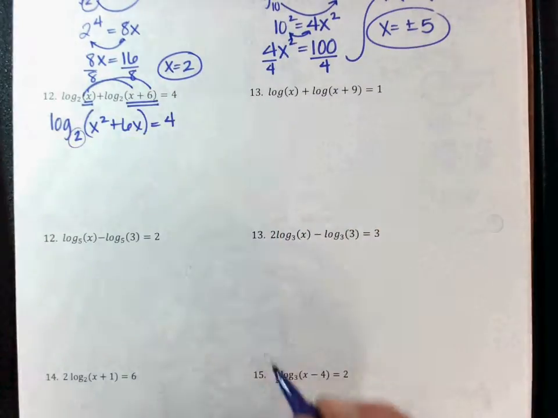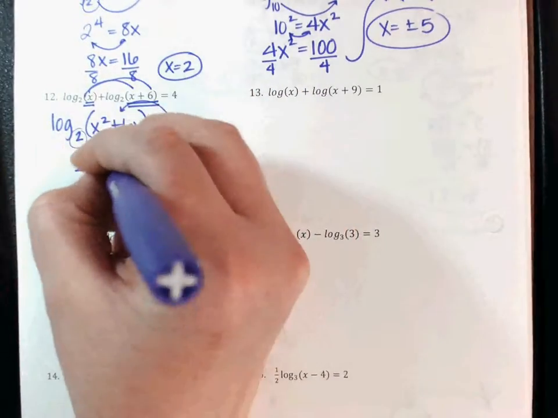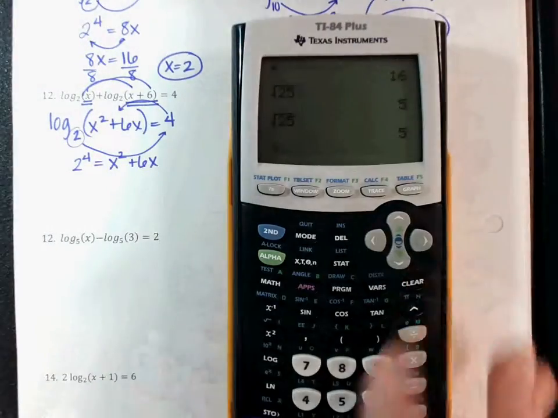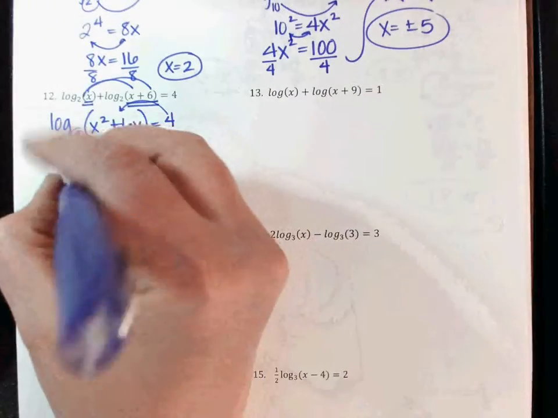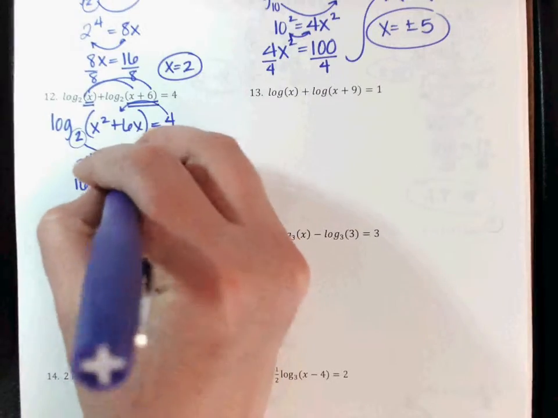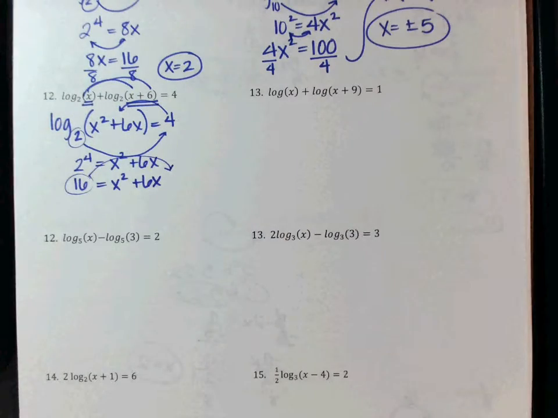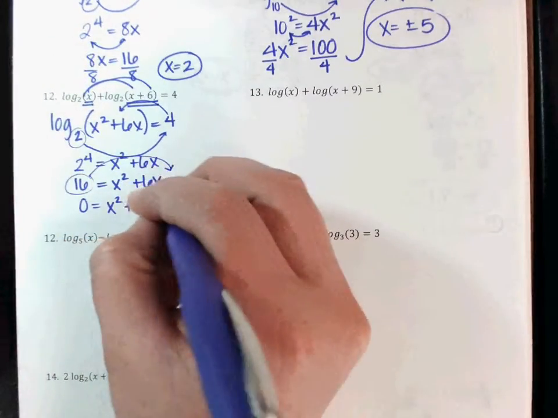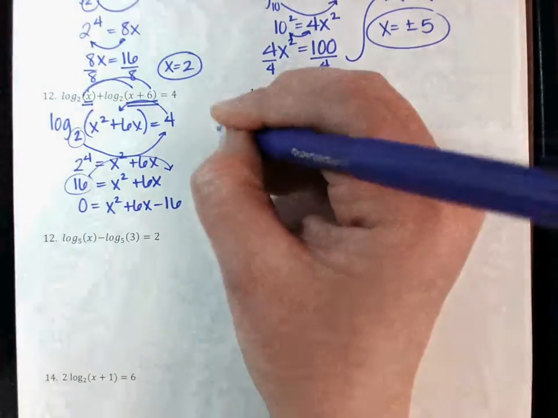Okay, so do your loop. Always start with the base. So 2 up to the 4 equals x squared plus 6x. And then 2 up to the 4, you'll turn back into a normal number, 16. Now, can I t-chart if 16's over there on the left side? No. So I'm going to have to circle my 16, move it across, because remember, in order to t-chart, everybody has to be together. So I'll have 0 equals x squared plus 6x, and then a minus 16. Then from there, you'll set up your chart.